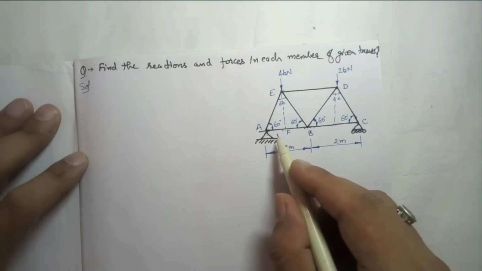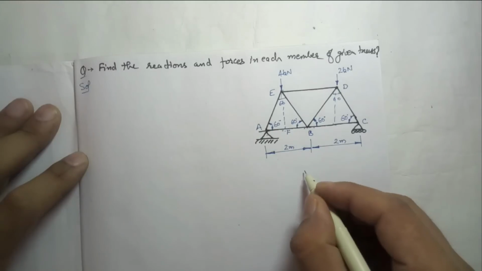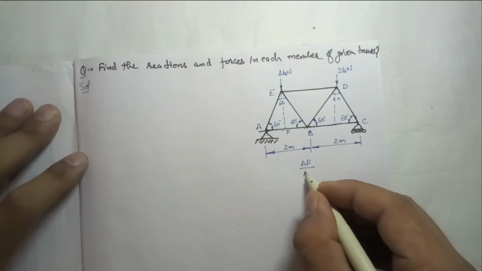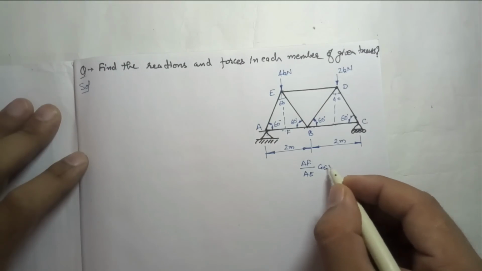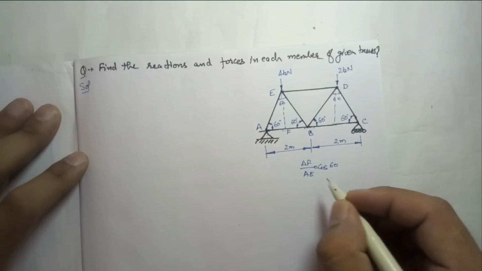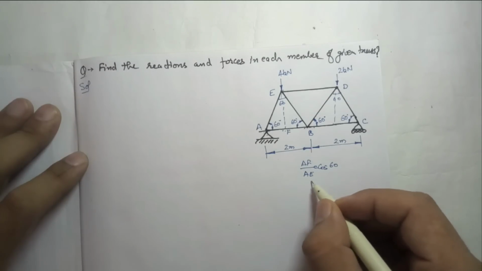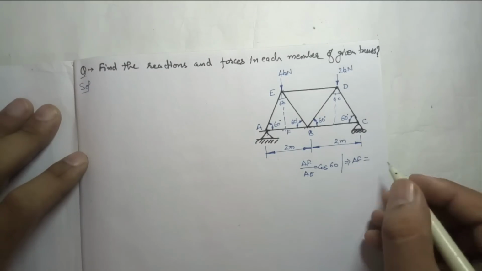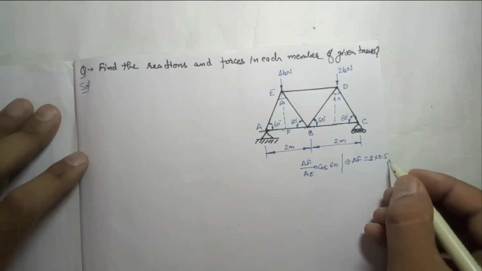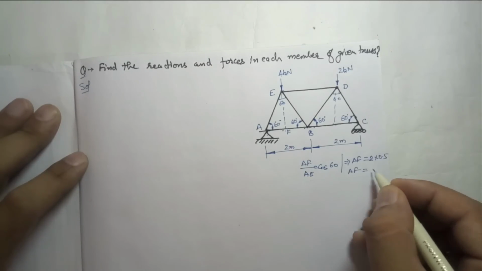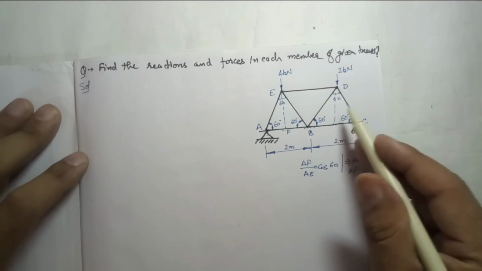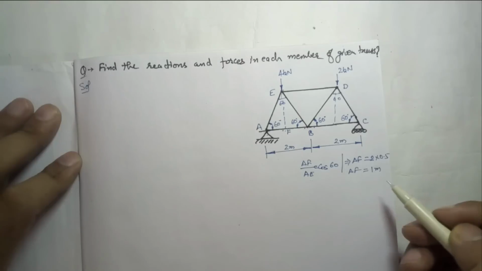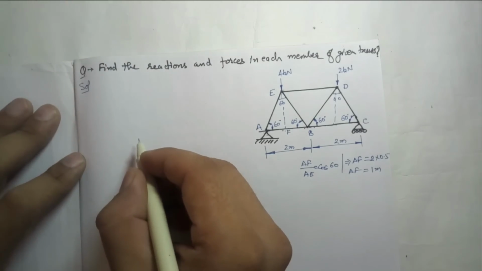How? In this right angle triangle, AF upon AE is cos 60, base over hypotenuse. Now I need AF, that will be AE, that is 2, into cos 60, that is 0.5. So AF is coming equal to 1 meter. Same, you can follow all these and you will get the same 1. You can directly do it by taking the equilateral triangle or you can calculate also. So in this way we are getting all the values.